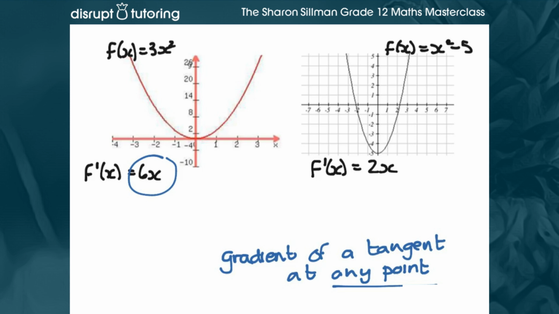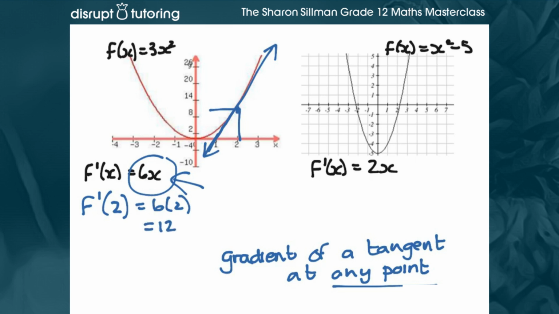So if I chose to make a point where x is equal to 2 and draw in a tangent at that point, then this formula, the derivative here, will give me the gradient if I just substitute 2 in, because I've chosen to draw the point where x equals 2.